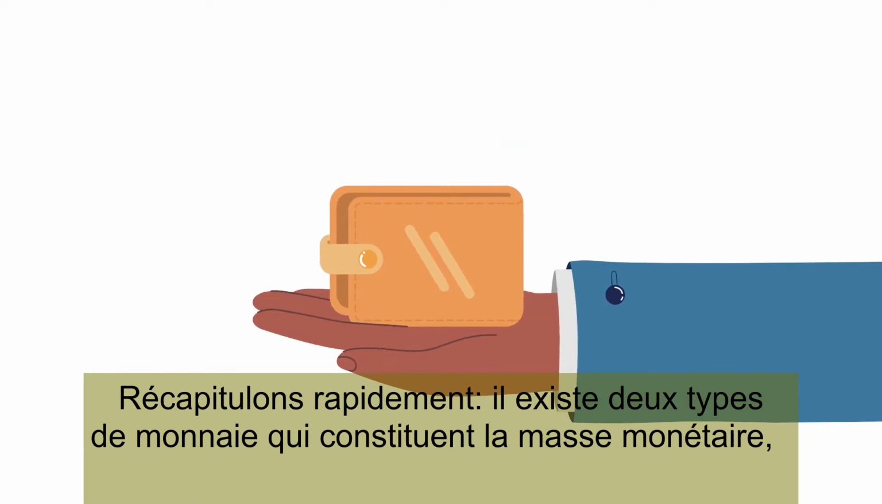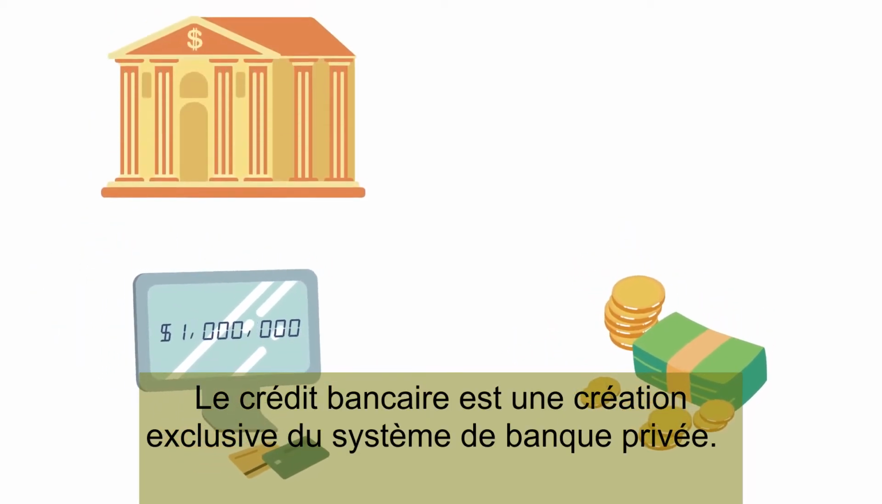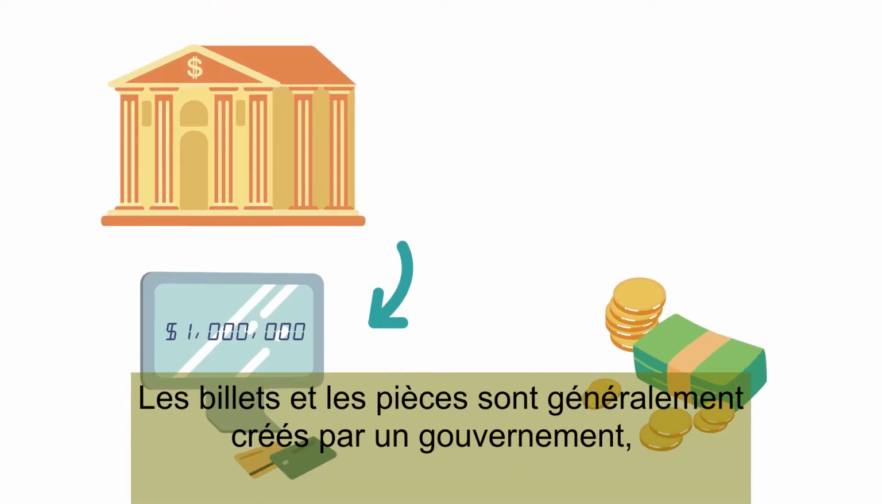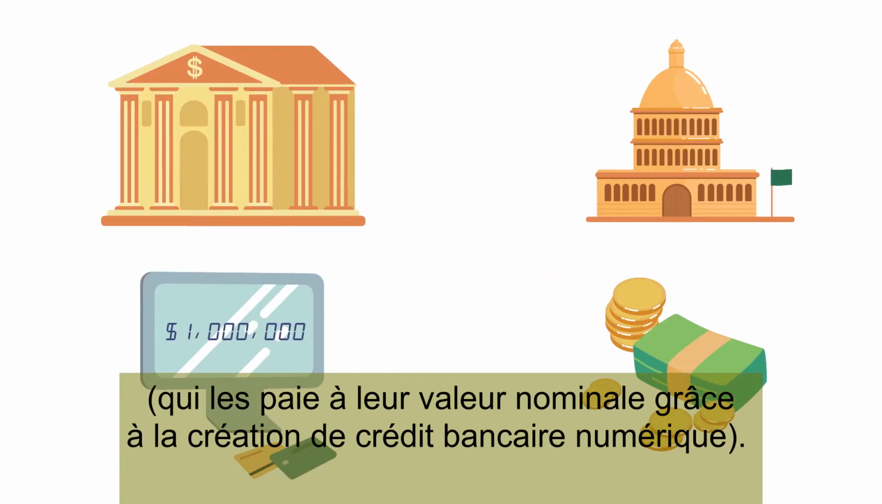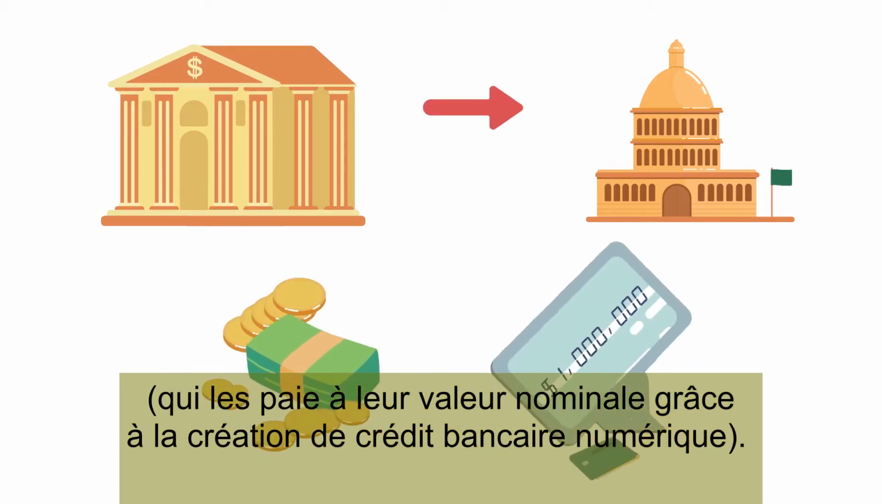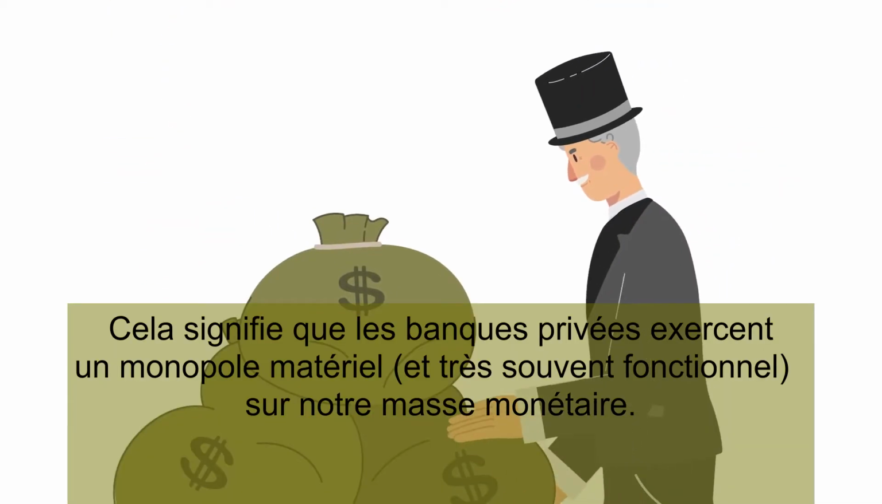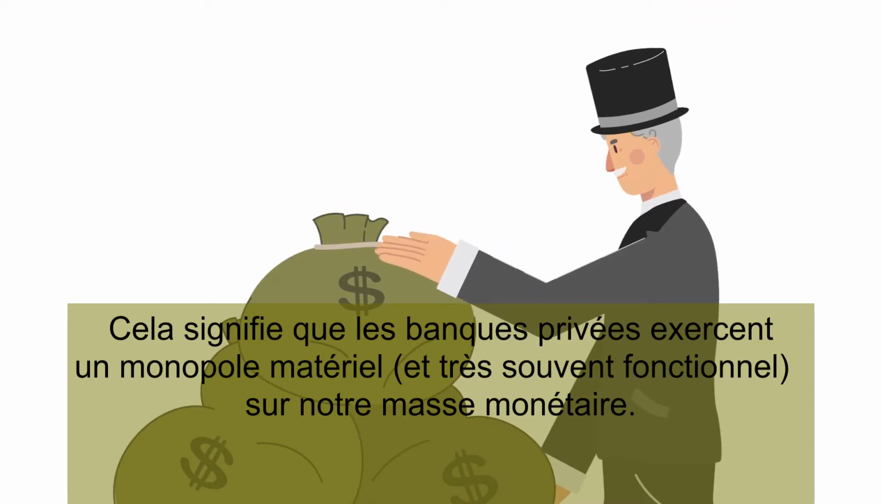There are two types of money which constitute the money supply: bank credit and currency, i.e. notes and coins. Bank credit is an exclusive creation of the private banking system. Notes and coins are typically created by a government, but usually only enter the economy after they have been purchased by a private bank, which pays for them at face value through the creation of digital bank credit. What this means is that the private banks exercise a material and very often a functional monopoly on our money supply.